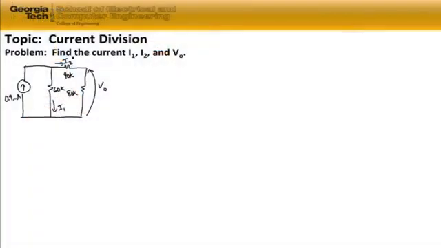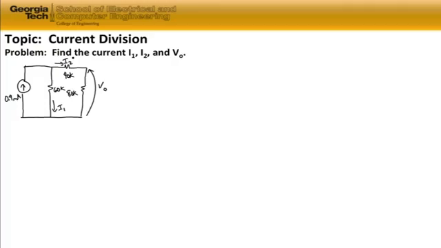The topic of this problem is current division. In this problem we have a current source and we have three resistors in series and parallel. And we want to find the current I1 through the 60 kilo ohm resistor. We want to find the current I2 through the 40 kilo ohm and the 80 kilo ohm resistor. The same current flows through both of those.